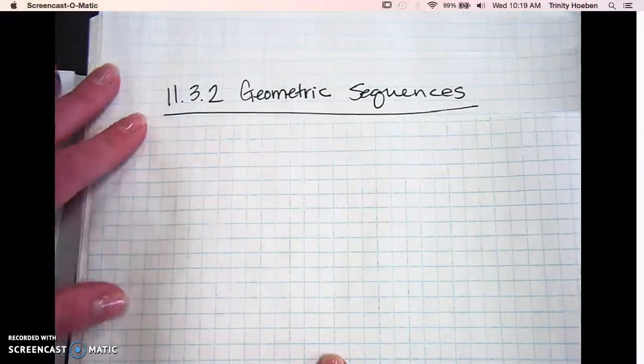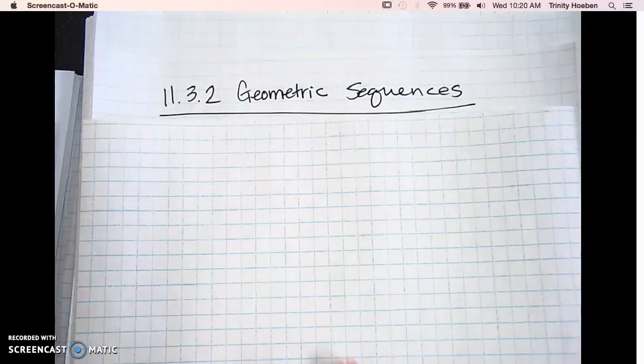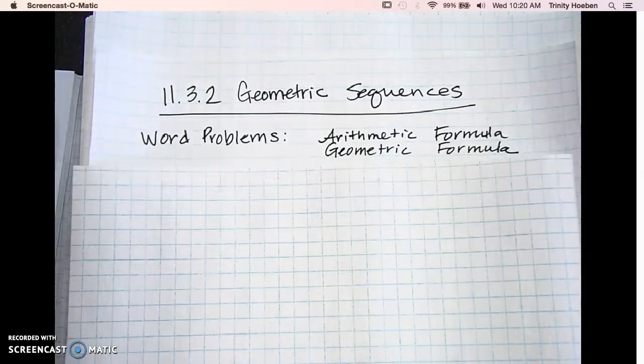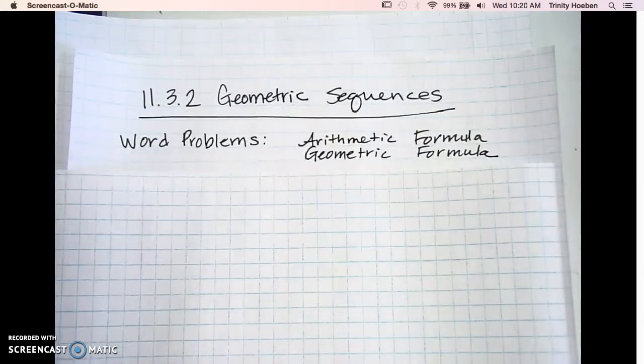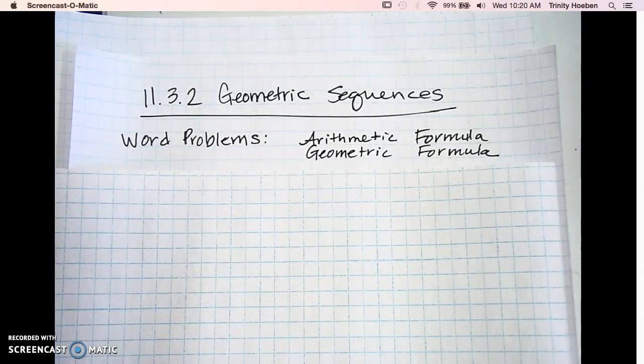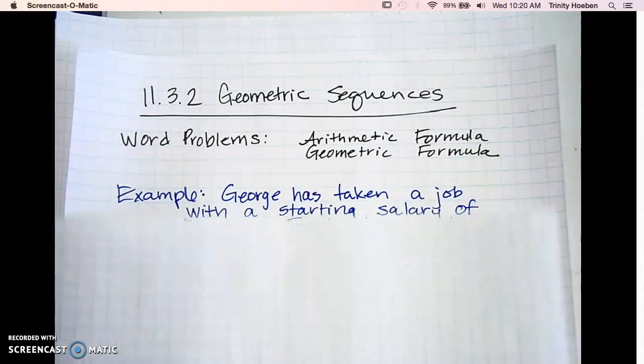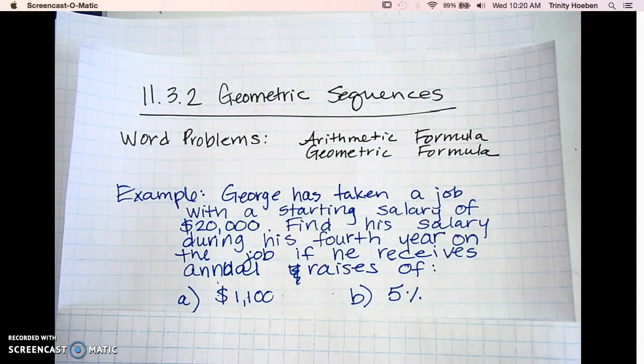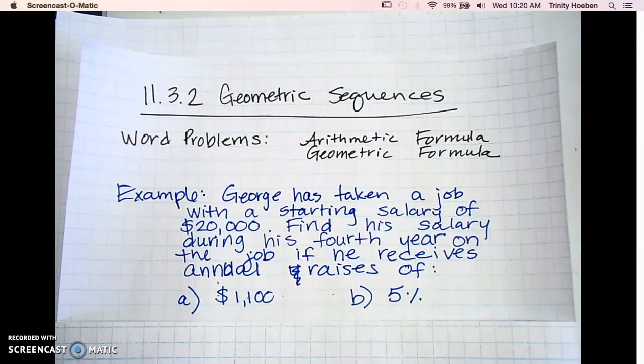All right, so continuing on section 11.3, geometric sequences. Today we're going to be looking at the word problems, and you're going to need the two formulas. You're going to need the arithmetic formula, and you're going to need the geometric formula, because it's going to go back and forth between the two. All right, so we're just going to look at one example, and it has two parts. One that's going to be arithmetic, and one that's going to be geometric. So we're going to do the same problem twice, essentially, but one with arithmetic and one with geometric.